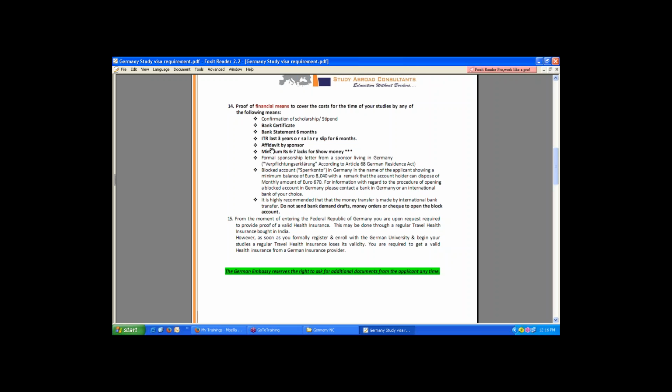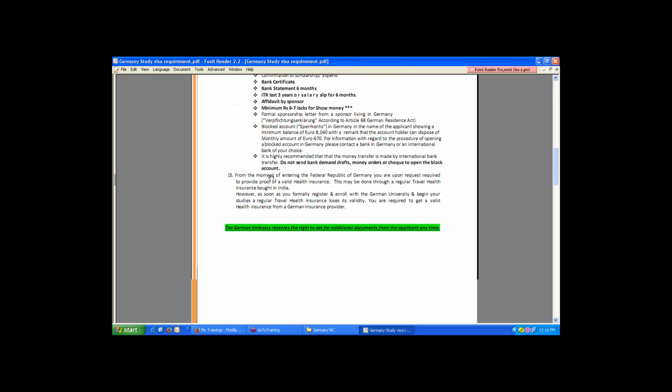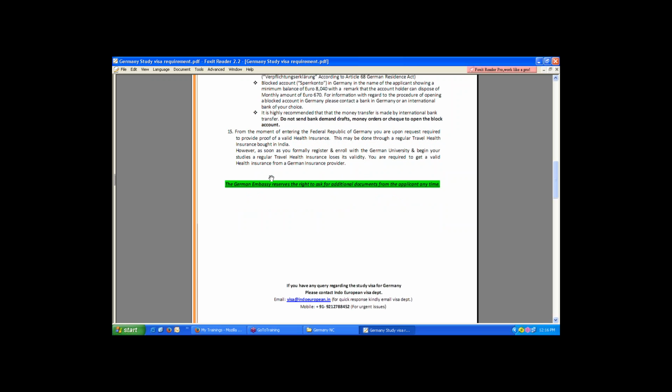Another document is the block account related form. I'll elaborate on the block account process later on. Work experience is required. In case of any gap available, travel health insurance and travel itinerary are also required.